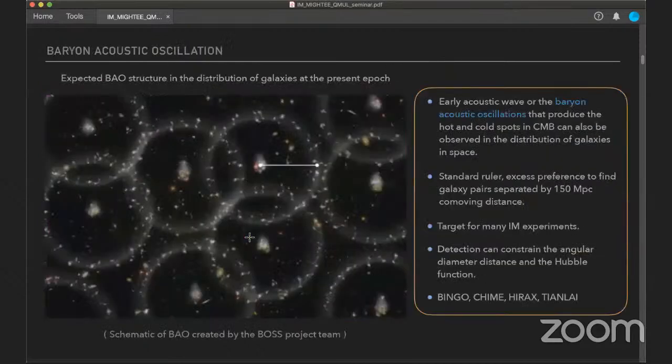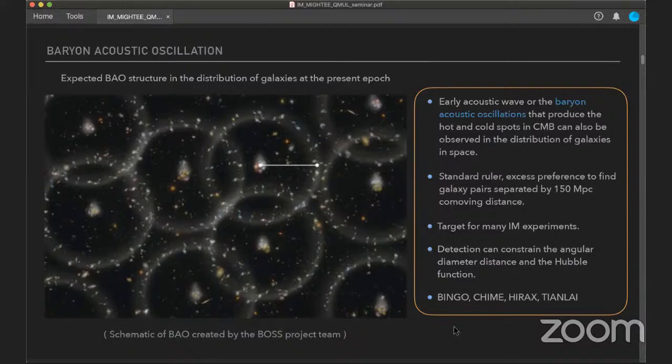And one of the key science goals for any large scale cosmological survey, or say intensity mapping, is to probe the baryon acoustic oscillation. These are the relic acoustic peaks that were produced before recombination, and they are present in the CMB, and they are observed in the distribution of galaxies. What they actually are is an excess probability to find galaxy pairs separated by a large distance, which is about 150 megaparsec comoving distance.